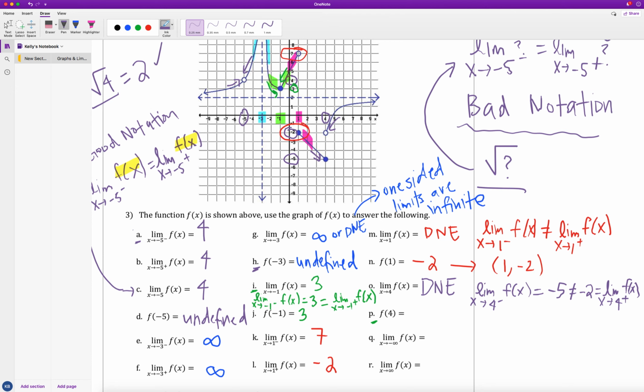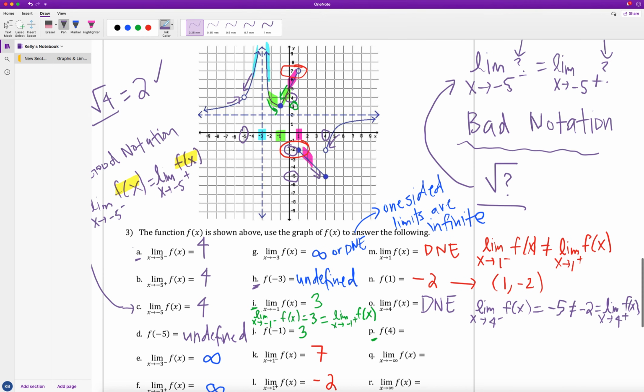Now the next piece, before we get to our last two limits on here, is what is f of 4? Well, f of 4 is the function value, and if I look on this graph, there's nothing up here. Although it's approaching -2 from the right-hand side, that's an open circle, so my function value has to do with the filled-in circle, which is at -5 then.